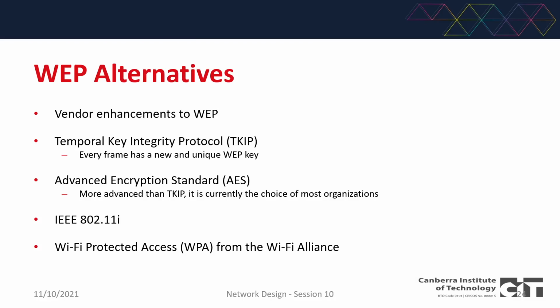Now, TKIP has a new and unique WEP key for every frame, but TKIP is considered to be weak compared to AES, okay? So if you have the choice to go with AES or TKIP, AES should be the choice, okay? AES is the choice for all the government-owned organizations and so on, okay? Now, we do have the IEEE 802.11i as well, and also the WPA, okay? If you have the choice to go with WPA2 or 3, just like I said, choose 2 or 3 instead of 1 because they offer enhancements compared to previous technologies.